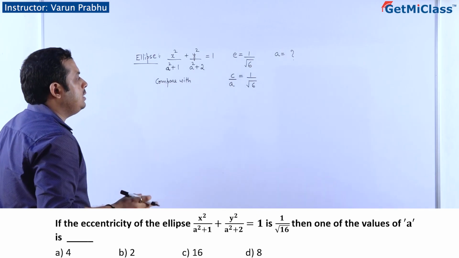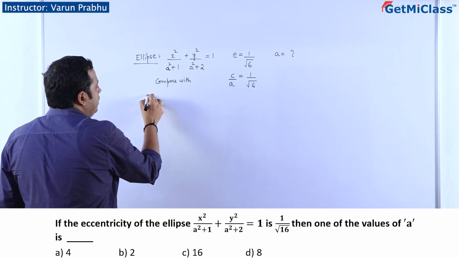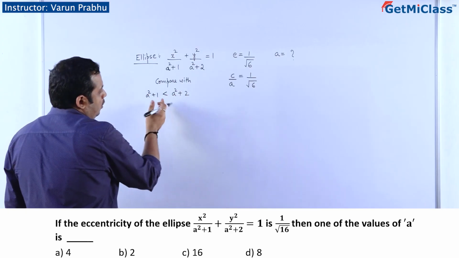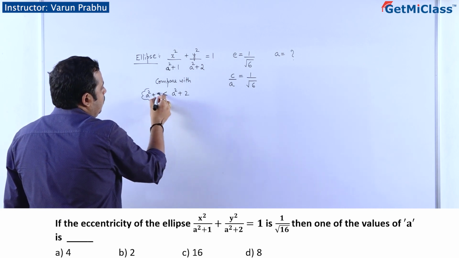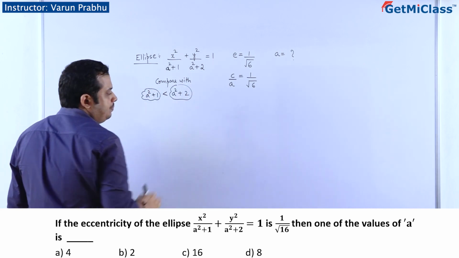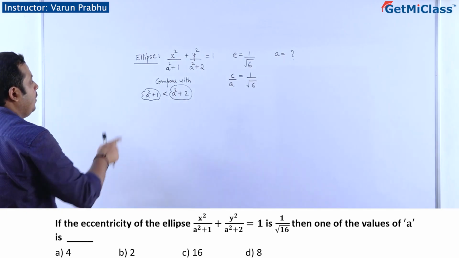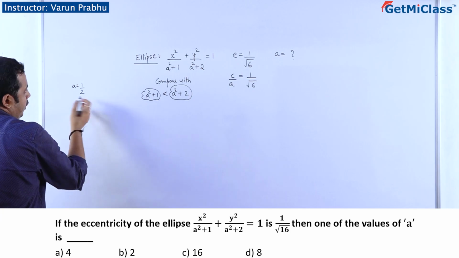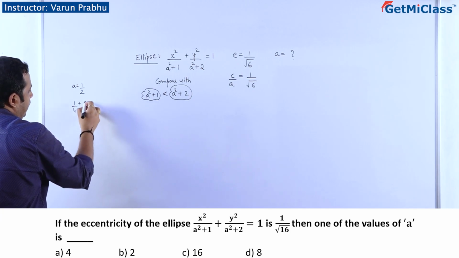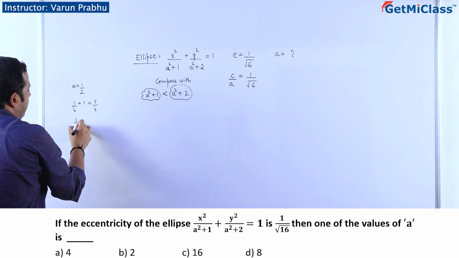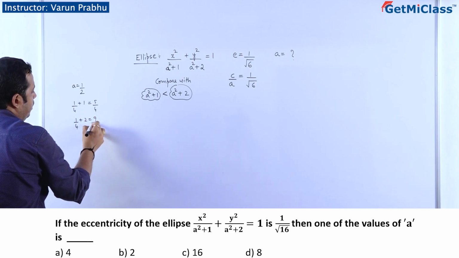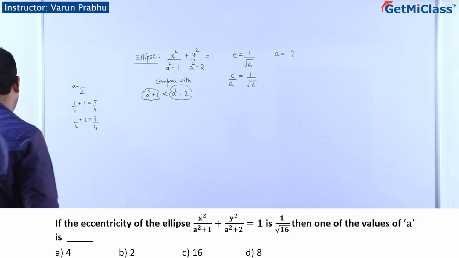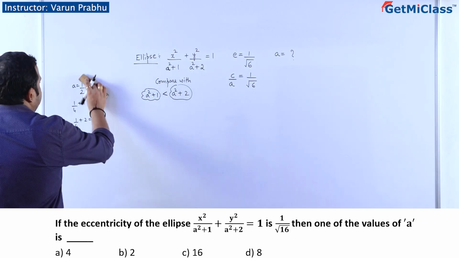See, let's go by the assumption that a square plus 1 is less than a square plus 2. Correct or not? Obviously, a square plus 1 is always less than a square plus 2. Even if you take one whole number, it's true. If you take a as 1 by 2, just for instance, 1 by 4 plus 1 is equal to 5 by 4. 1 by 4 plus 2 is equal to 9 by 4. So 5 by 4 is less than 9 by 4. That is making sense.